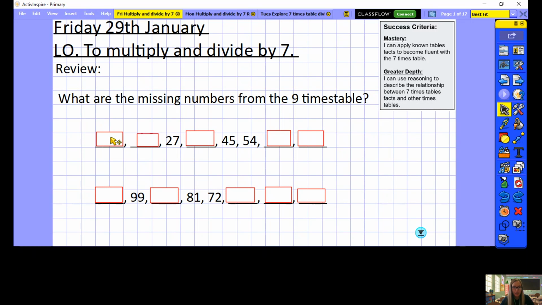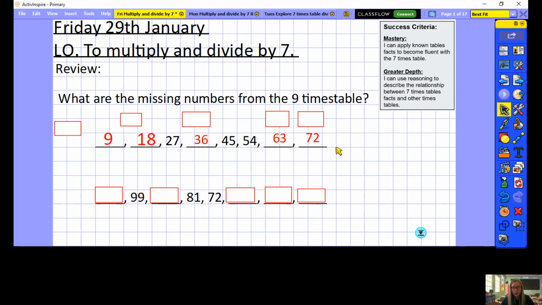So the first number in our number tracks is 9, 18, then 27, 36, 45, 54, 63, and 72. Well done. And you should have noticed that the second number tracks here, the numbers are getting smaller. So we're going down in the 9 times table.